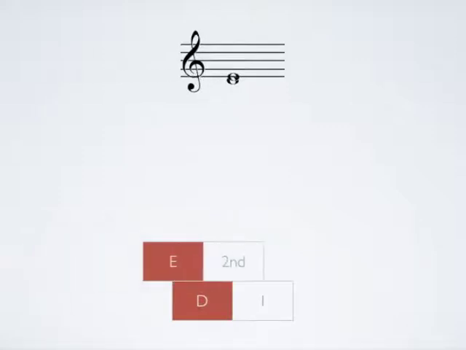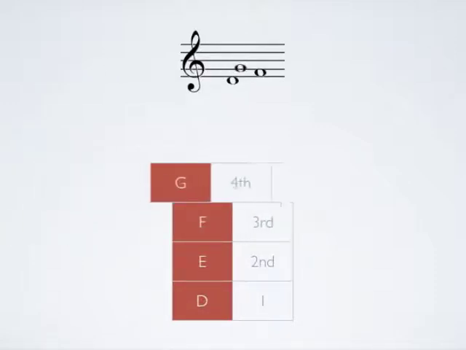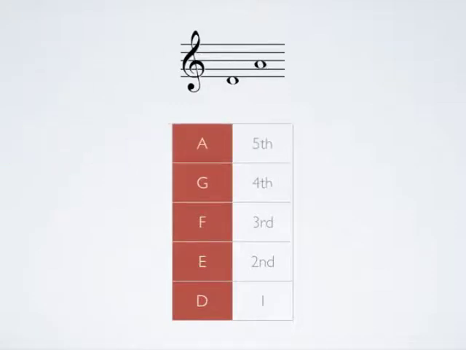Let's do another example. This time we'll start with D as the lowest note. D is 1 and E is 2. So D to E is a second. D to F is a third, D to G is a fourth, and D to A is a fifth.